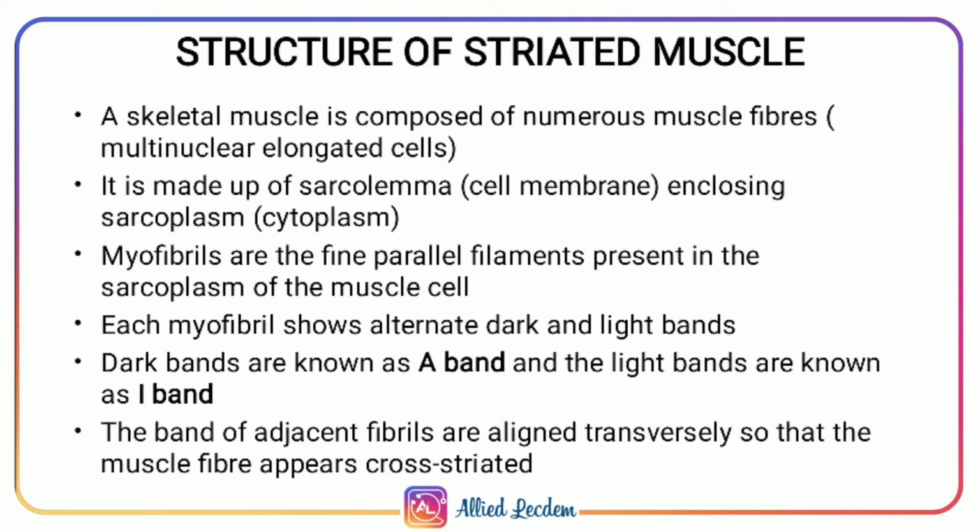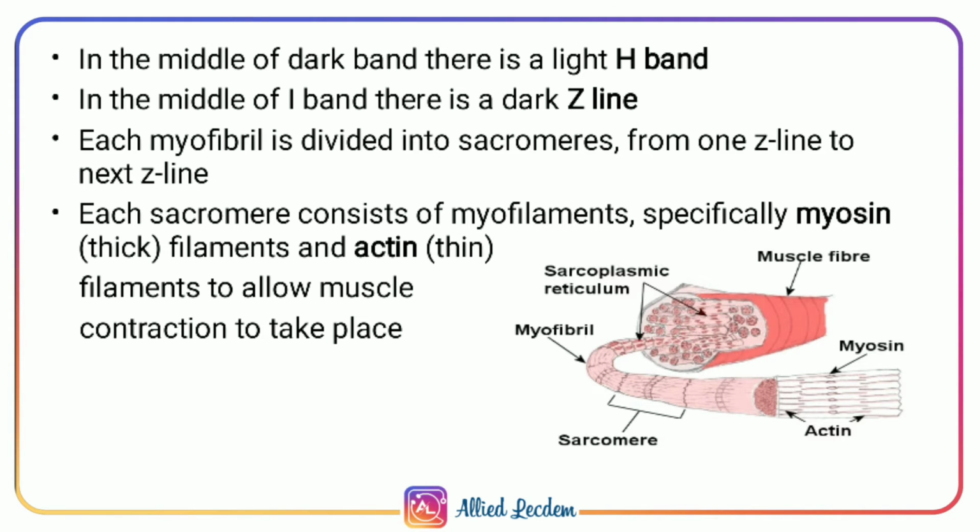The light band is also known as the I band. The dark band of the myofibril is known as the A band. Okay, the bands of adjacent myofibrils are aligned transversely so that the myofiber appears cross-striated. In the middle of the dark A band, there is a light H band. In the middle of the light I band, there is a dark Z line.